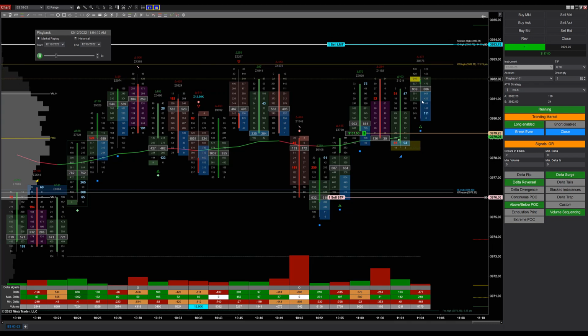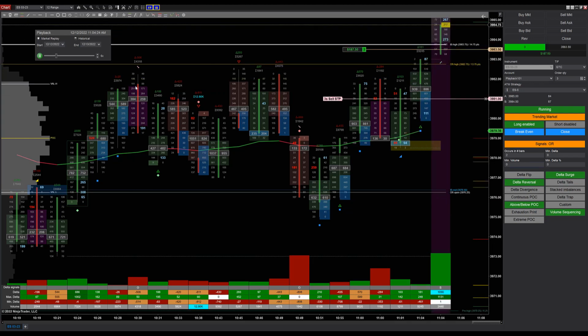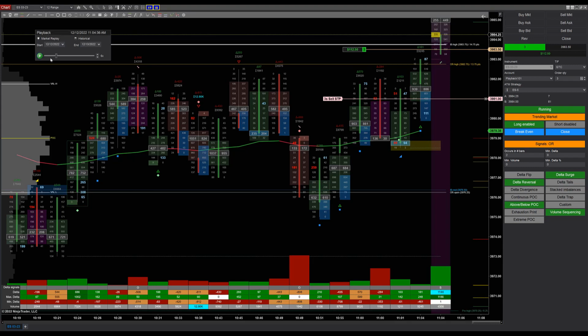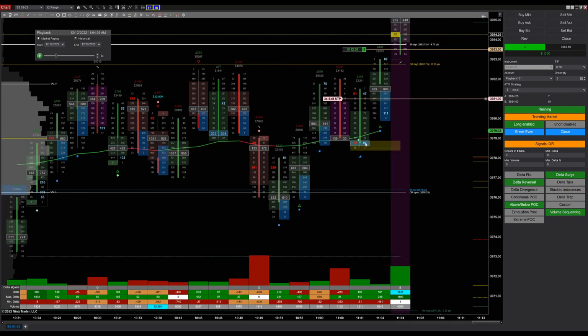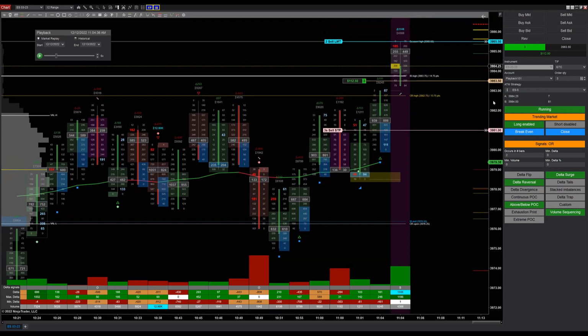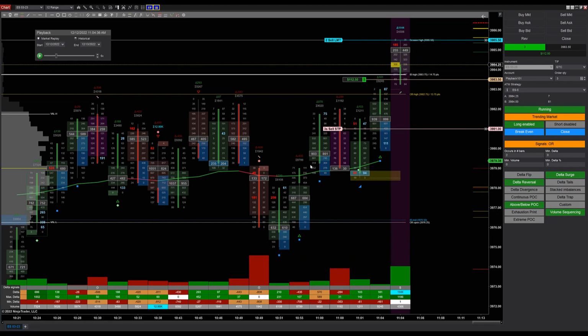Now we get more volume sequencing here, and boom. Okay, so let's stop it there. So we get a pretty good run there. Now note a couple of things happen there. So this is an interesting sequence here. So you can see why we fired here.